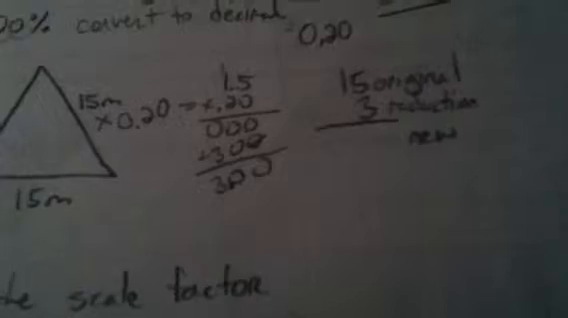So what is my new? Reduction. Does that mean I'm going to add that 3 to the 15, or am I going to subtract? I'm going to want to subtract to make it smaller. So 12 is my new side. So my nice new equilateral triangle is a 12 meter by 12 meter by 12 meter.